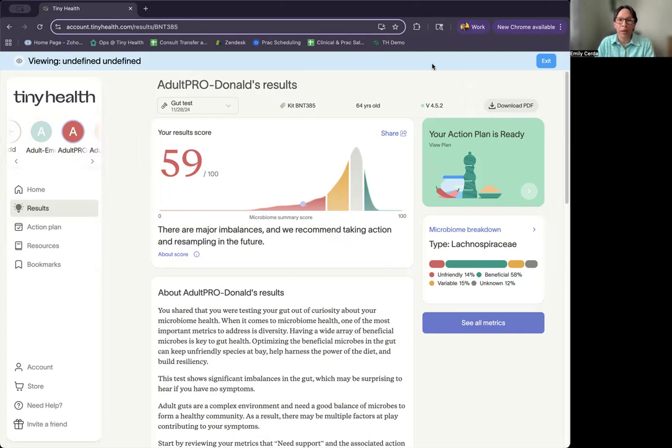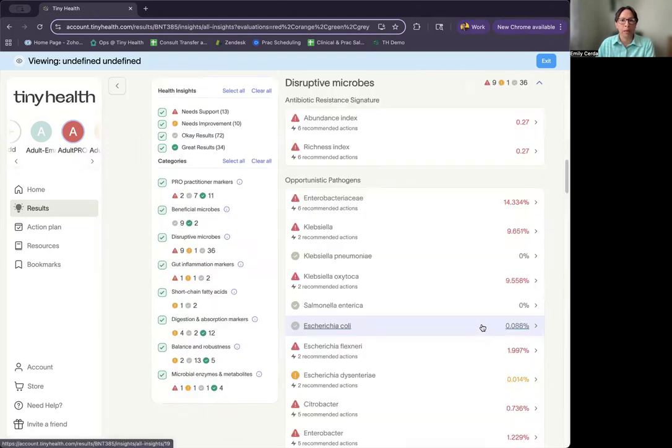Today I'm going to talk to you about digestion and absorption capacity metrics in the Tiny Health shotgun metagenomics gut test. So here on the main results page for the patient, I'm going to click into the big blue button that says See All Metrics. And then you're going to get everything here.